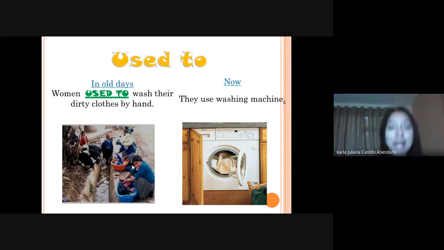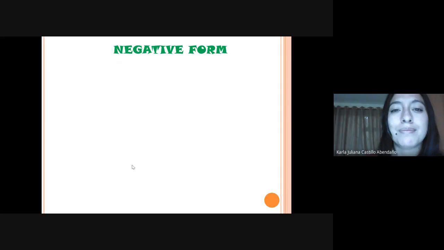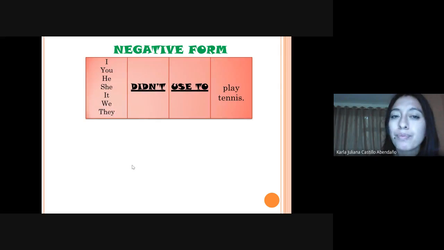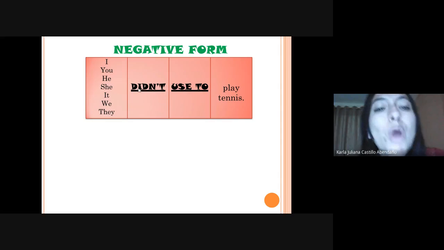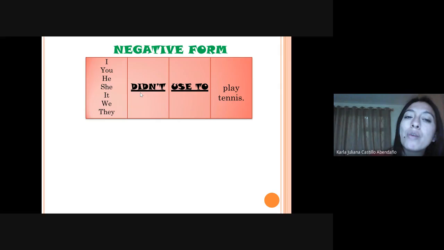Okay, Juanito, tell me an example. Okay, great. Good example. Yeah, so let's continue here with the negative form, right? What we are going to do here, in the negative form, we are going to use an auxiliary. The auxiliary we are going to use here is did, right? Did. For every person: I did, you did, he did, she did, it did, we did, they did.